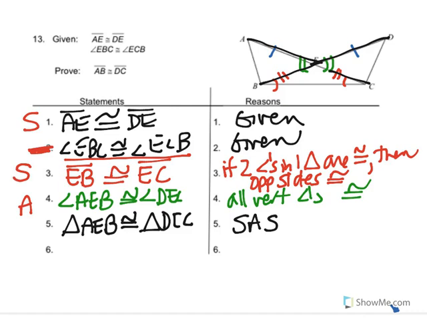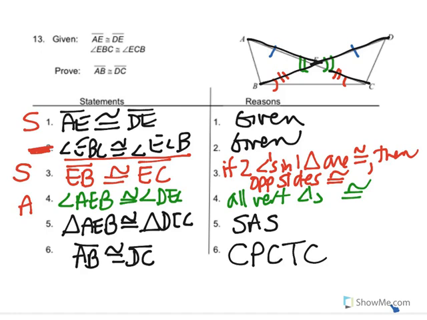And so finally we say line segment AB is congruent with line segment DC. How do I know that? CPCTC. Because once we've declared these two triangles congruent, all their corresponding parts are congruent. Okay, let's go on to the back page.